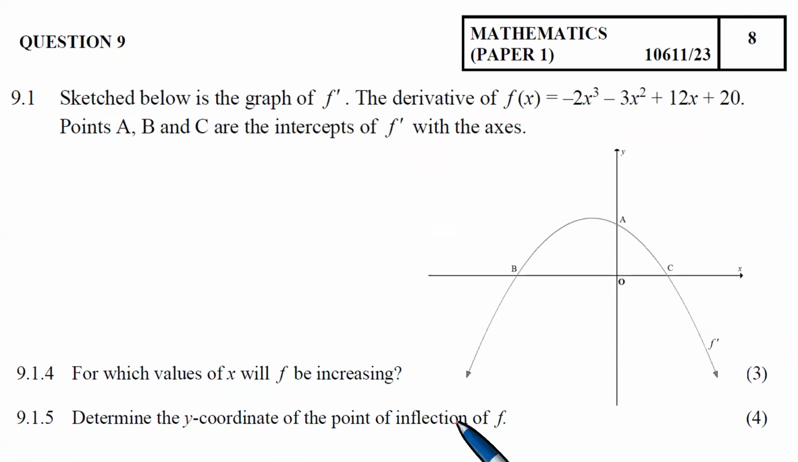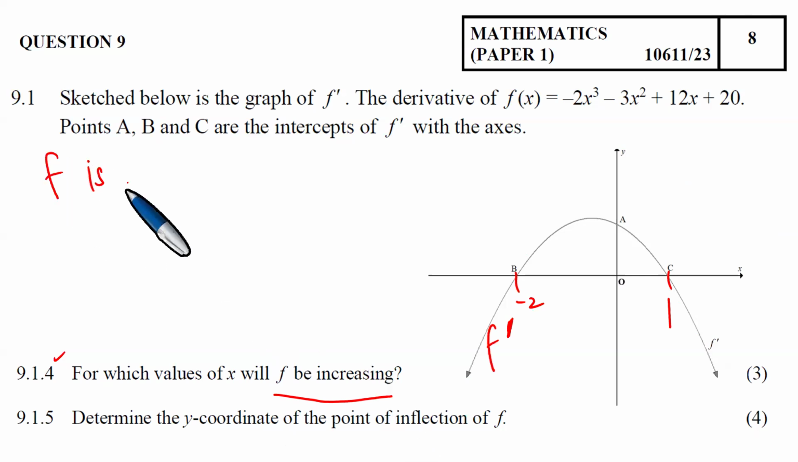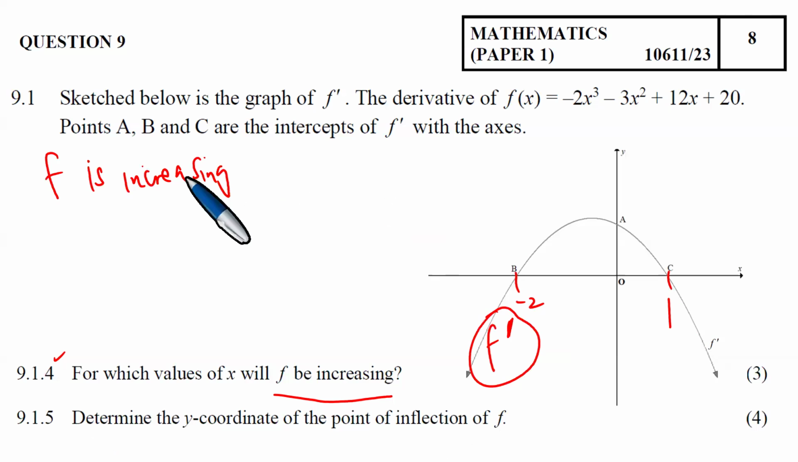For which values of x will f be increasing? What do you think, Nombuso? This is the graph of f prime. For which values of x will f be increasing? Nombuso, please wake up if you're sleeping. So when f is increasing, how are you going to see it in the graph of f prime that f is increasing? It will be which one? Negative 2.